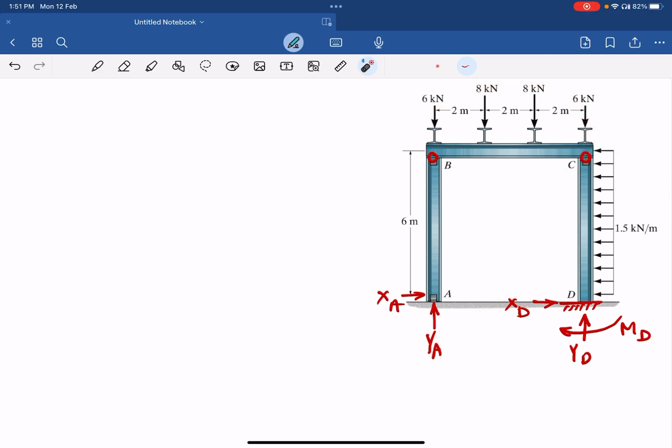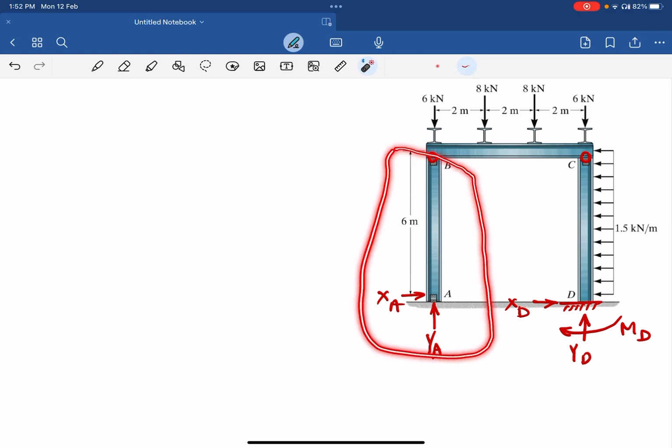Before starting to solve this problem, let's think first about what is the easiest equation to start with. If we set summation of force in Y equal to 0, you will have two unknowns, YD and YA, so it will not give you a direct answer. If we set summation of force in the X direction equal to 0, you have XA and XD as well, so it will not give you an answer. Then how about taking a moment at B for this part, BA? If we take a moment at B here, we would be able to eliminate YA, and the only unknown will be X at A. So we can find the X at A, and then we can move forward.